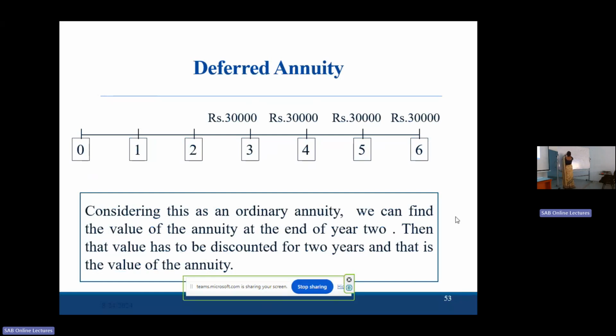So now in order to get this value to the present, you have to discount this. How many years? 1, 2. You have to discount it back for 2 years. So you discount this 89,234 for 2 years, 1.13 to the power 2. So do you get the same answer?